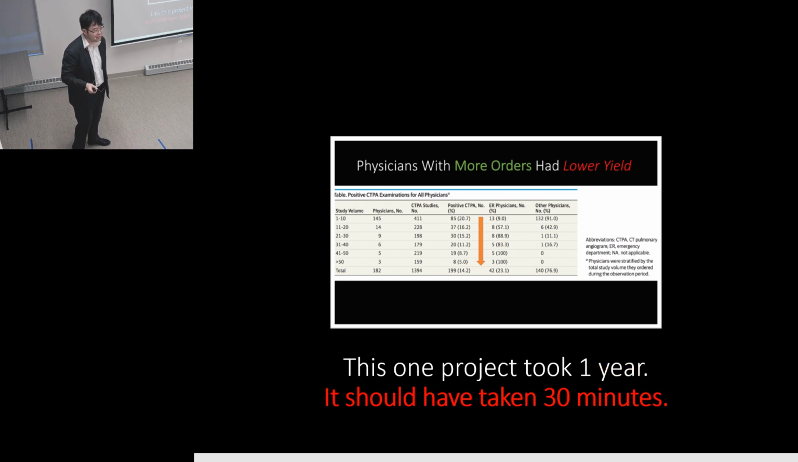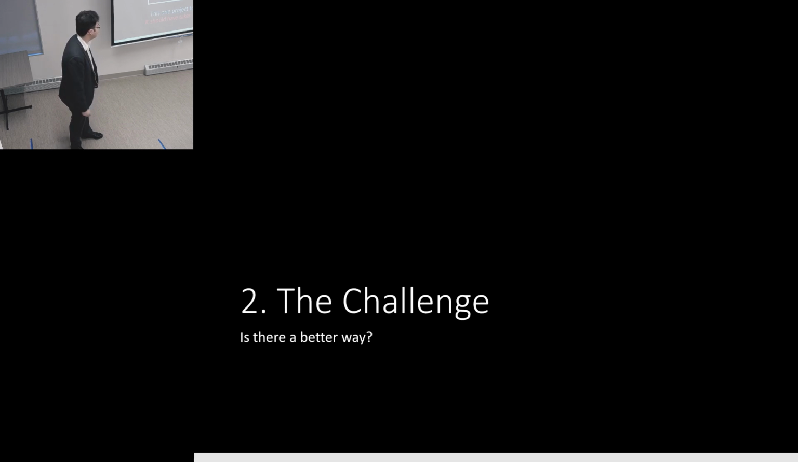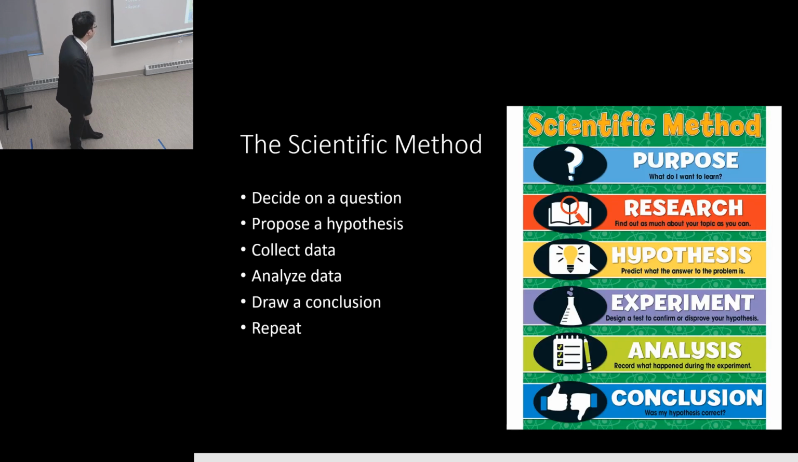I think this should take 30 minutes, okay? And we're going to talk about how and what we need to do in order to get it from that 1 year to the 30 minutes. Because it doesn't make any sense to me that this is a very complex question. Every department should know what the percentage rate is. So is there a better way?